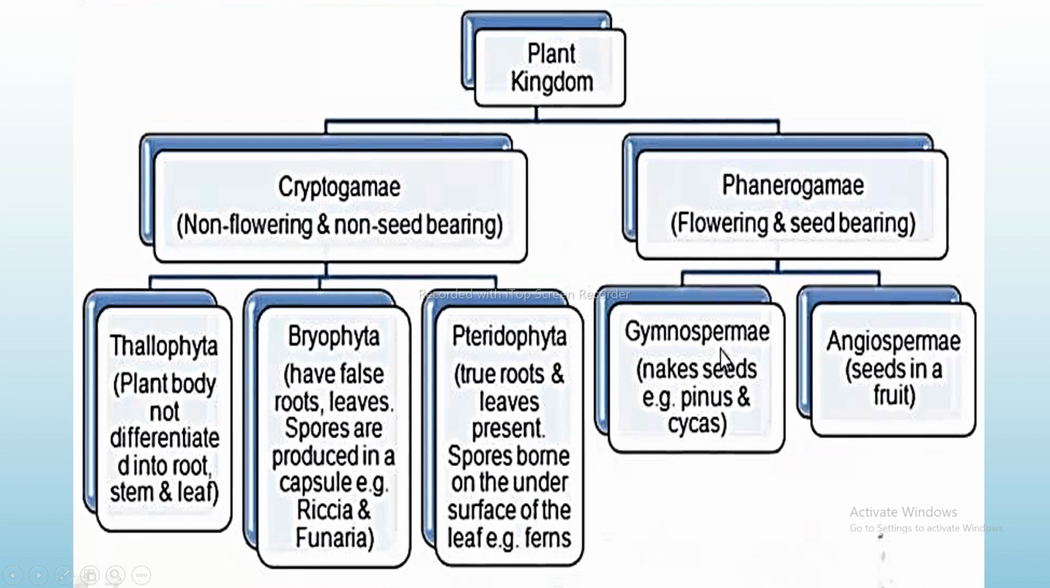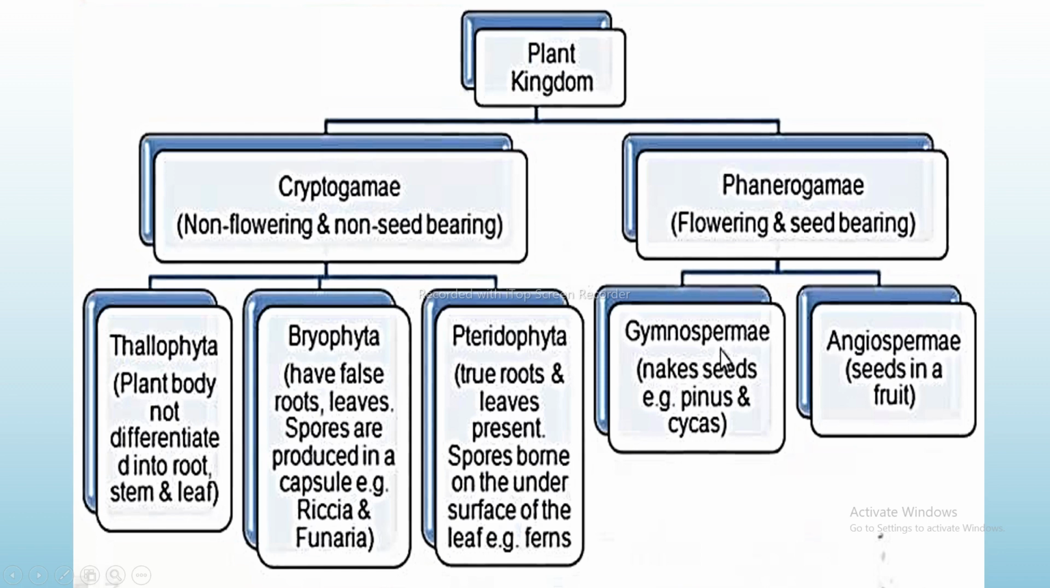First is Thallophyta. In Thallophyta, the plant body is not differentiated into root, stem, and leaf. Second is Bryophyta. Bryophyta have false roots and leaves, and spores are produced in a capsule. For example, Riccia and Funaria. Third is Pteridophyta. Pteridophyta have true roots and leaves. The spores are borne on the undersurface of the leaf, for example, ferns.